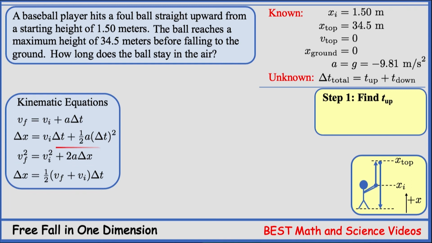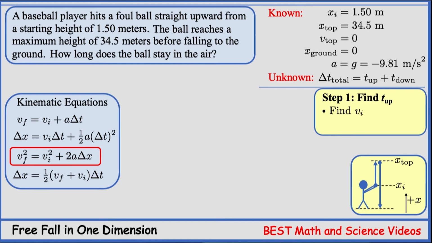Now look at the third equation. This equation does not contain delta t, which is what we want to find. However, we do know all of the variables except vi. So for step 1, we can first use the third equation to find vi. And then use vi in the first equation to find t up, the time for the ball to rise.